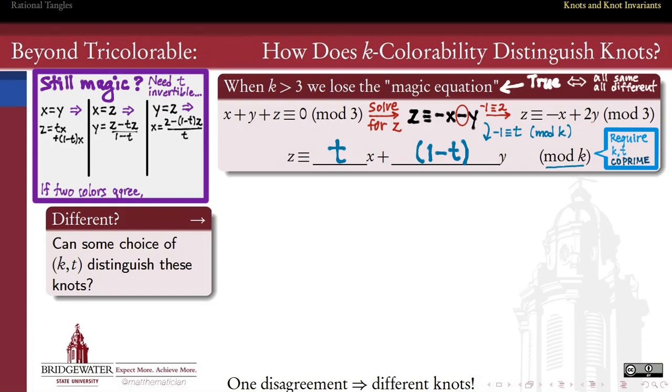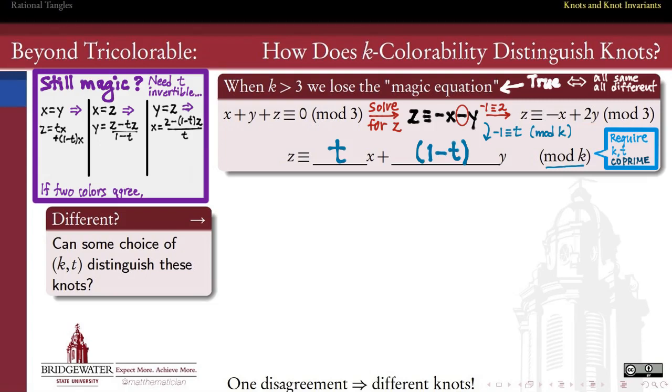Well, if x is equal to y in the first case, then that means that z is tx plus 1 minus t times x. If x is equal to z in the second case, y is going to be z minus tz over 1 minus t. In the third case, where y is equal to z, then x is equal to z minus 1 minus tz, all over t.